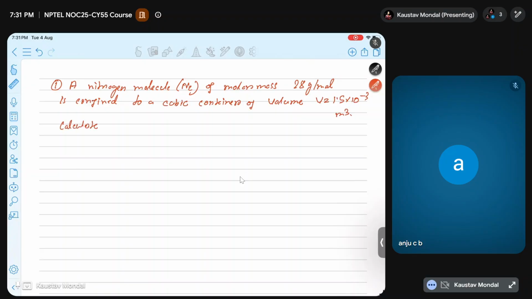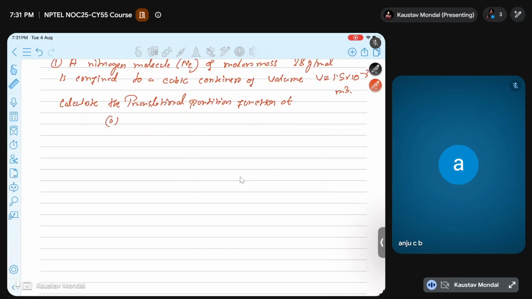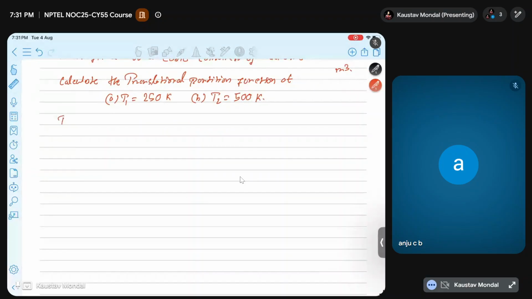Calculate the translational partition function at (a) T1 equal to 250 Kelvin and (b) T2 equal to 500 Kelvin. Then compute the ratio Q of T2 by Q of T1.